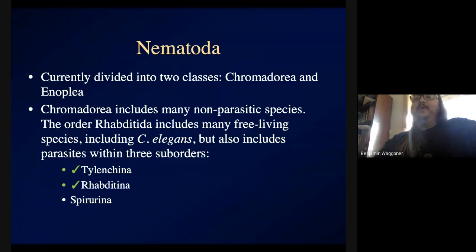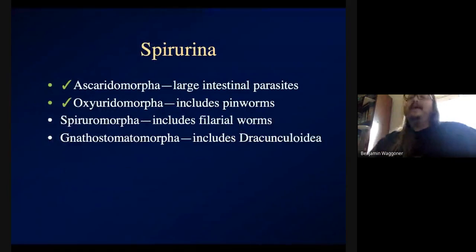So we've talked about the two classes of nematodes. Class Chromadoria includes many non-parasitic species, but also includes the order Rhabditida, which includes Tylenchina, Rhabditina, and Spirurina. We started with the Spirurina last time, and Ascaridomorpha is the big intestinal parasites like Ascaris, human and pig and other intestinal roundworm, and roundworms like Toxocara and Toxascaris, which you'd see in dogs and cats.